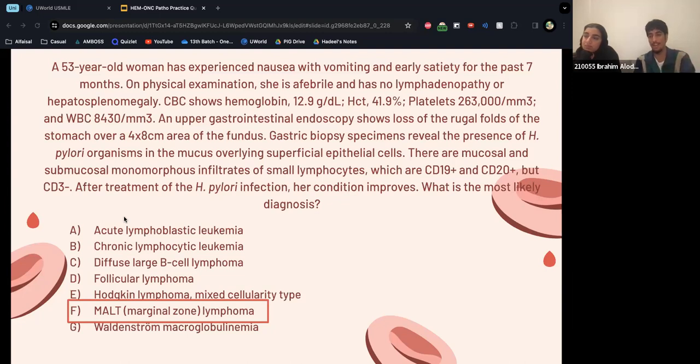Another high yield thing that you guys should know is that maltomas are caused by Helicobacter pylori, and they're the only cancer that can be cured by antibiotics. So MALT lymphomas are a type of marginal zone lymphoma. If you look on AMBOSS, under marginal zone lymphomas, there's multiple types. MALT is one of them. It is the only one that you can treat with antibiotics. Specifically, you're going to give these patients quadruple therapy.